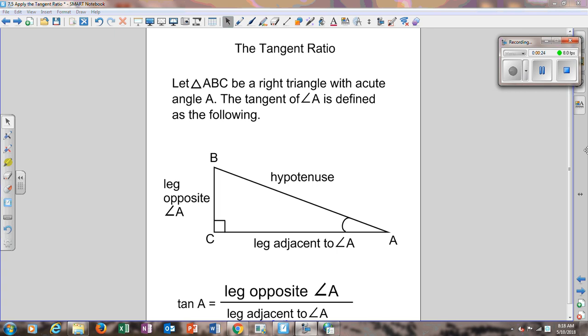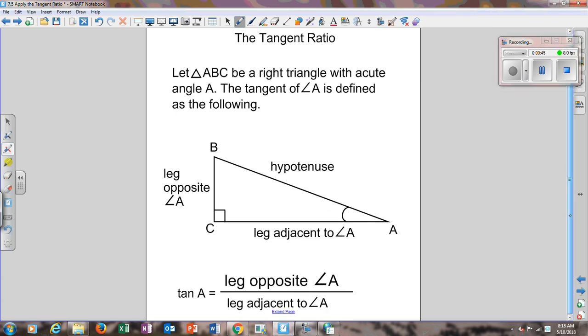So you see angle A down here on the bottom. That's angle A. Then the leg opposite of A is over here. So the leg doesn't touch A at all, right? The leg adjacent to A is the leg that touches A. So then the tangent ratio is the tangent of angle A, or tan A, equals opposite, so the leg opposite angle A, divided by the leg adjacent to angle A.